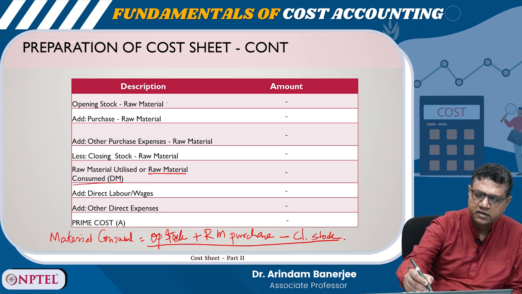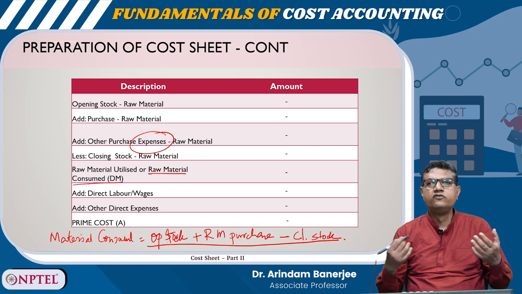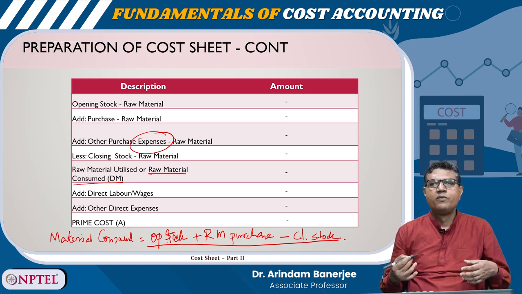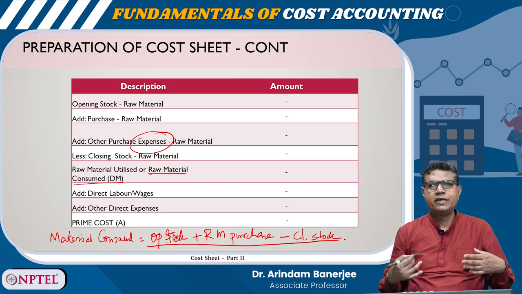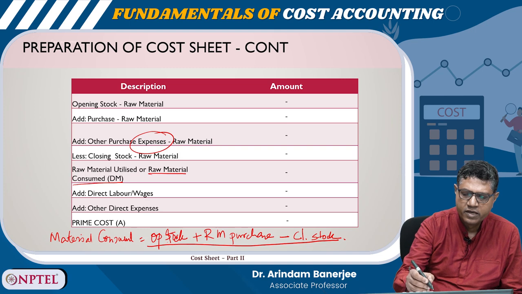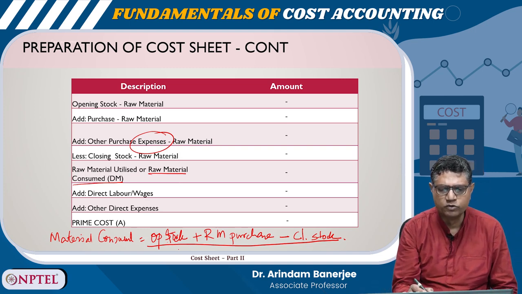Here also the same thing is written. Also add the purchasing expenses, like for example, cost of carriage inward, the transportation cost paid for bringing the material from the seller's godown to our own factory. That is the additional cost. Minus the closing stock of raw material, we get the material consumed. Okay, so you can take one example.